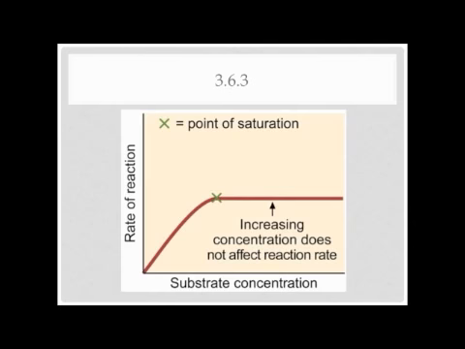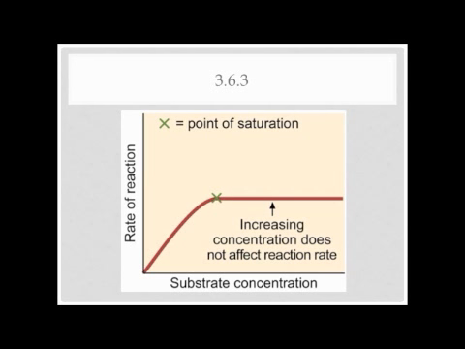Finally, let's look at the graph representing substrate concentration on enzyme activity. Enzyme activity increases as an increase in substrate concentration. But once the point of saturation of the enzyme is reached, although the substrate concentration might still increase, the enzyme activity won't. Enzymes cannot denaturate due to substrate concentration.